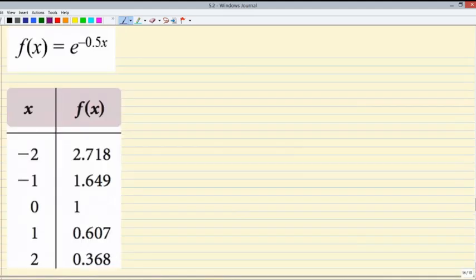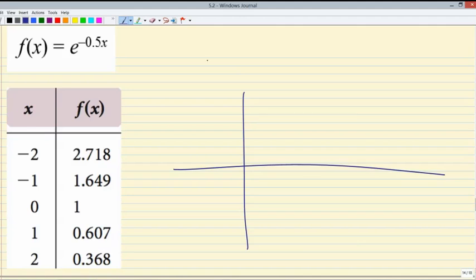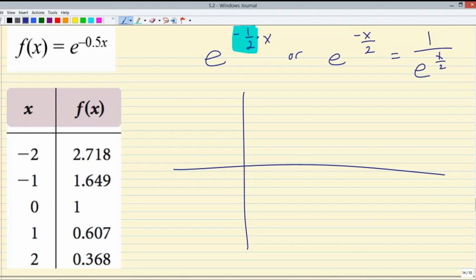Here's e to the negative 0.5 of x. So if you were to rewrite this, this is e to the negative 1/2 times x, or e to the negative x over 2. Another way we could write this, remember what negative exponents do, they reciprocate. So this is 1 over e to the x over 2 power. So this is going to look like a decay function.